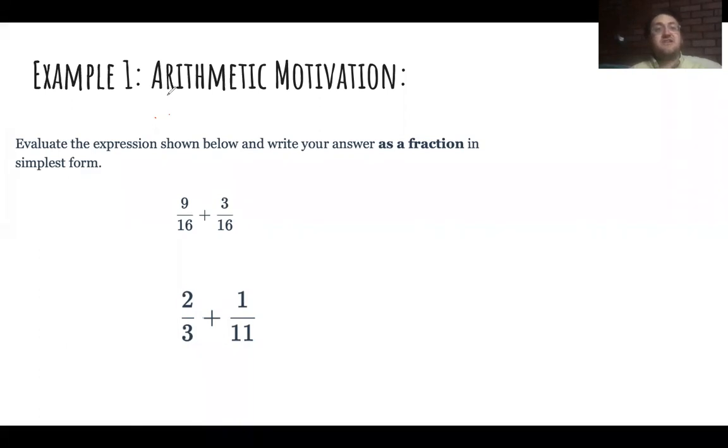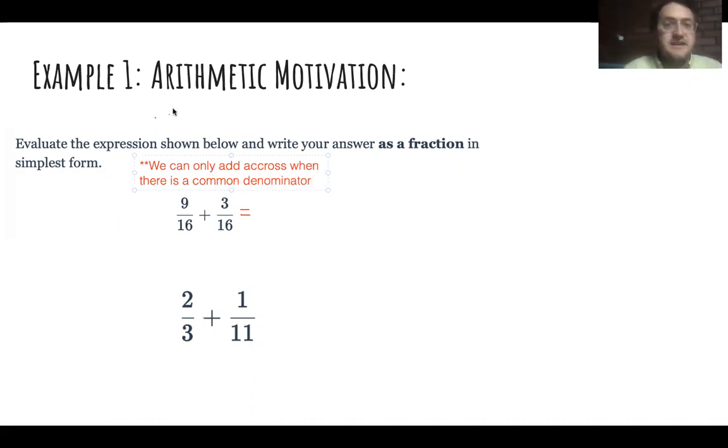Example one here, we're actually not going to do algebra yet, but I'm just going to show you a little bit of fraction math and where this stuff is coming from. So we can only add across when there is a common denominator. In this type of problem, we have 16 for our denominator, so we're good. And then we can do 9 plus 3, which is 12. And then I can simplify this fraction to 3 over 4, because 4 goes into both 12 and 16.